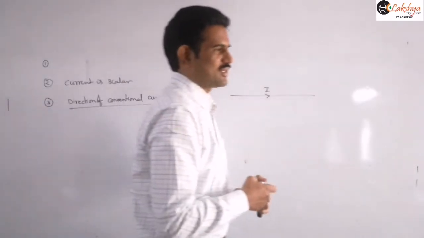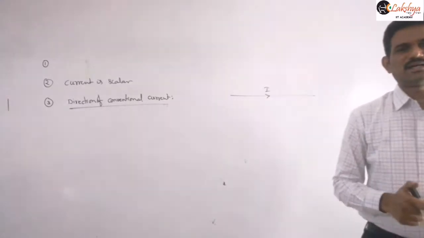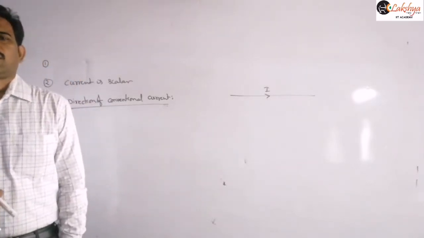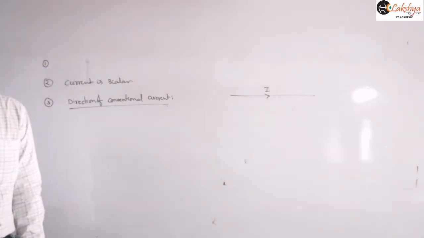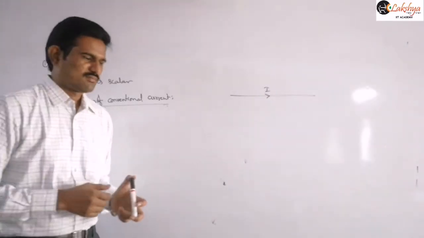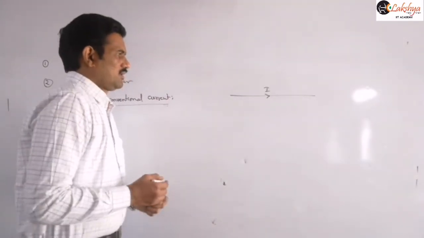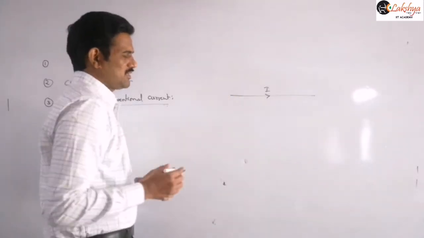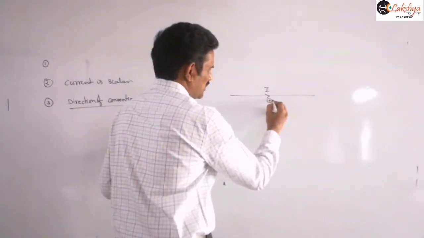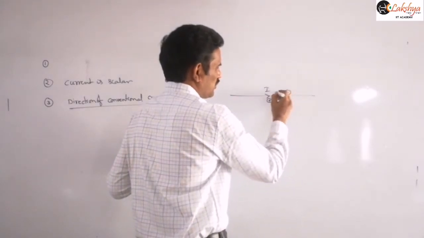The direction of conventional current is in the direction of flow of positive charges, or opposite to the direction of flow of negative charges. That means if current in a conductor is represented like this, then what it actually means is that the positive charges in this conductor should move in this direction, or the negative charges in this conductor should move along the opposite direction.